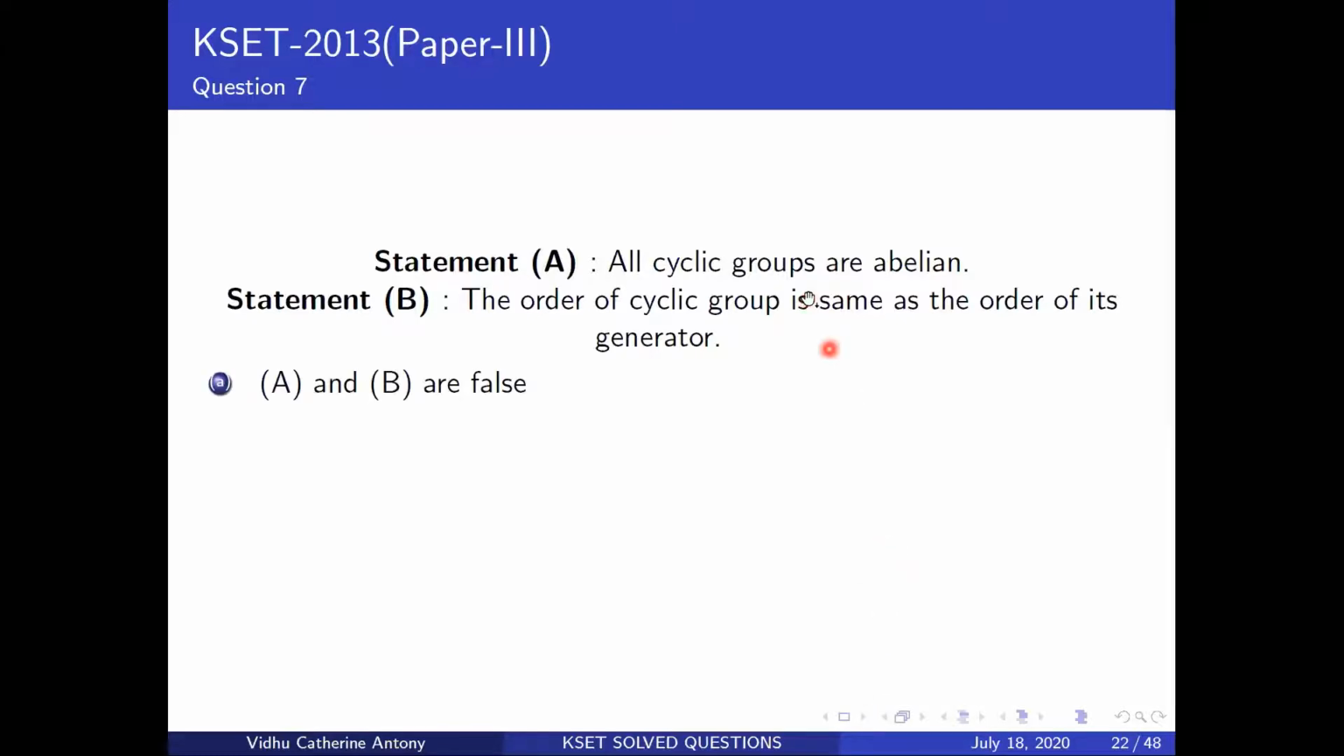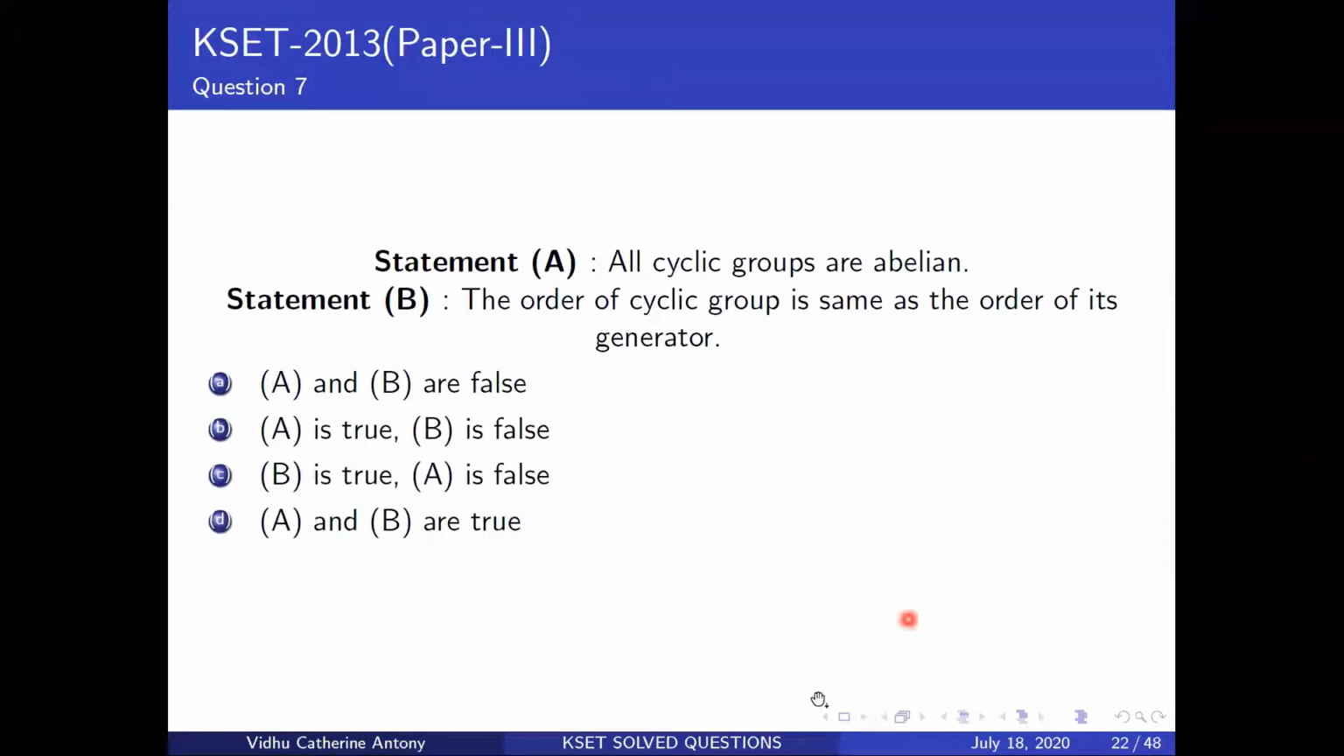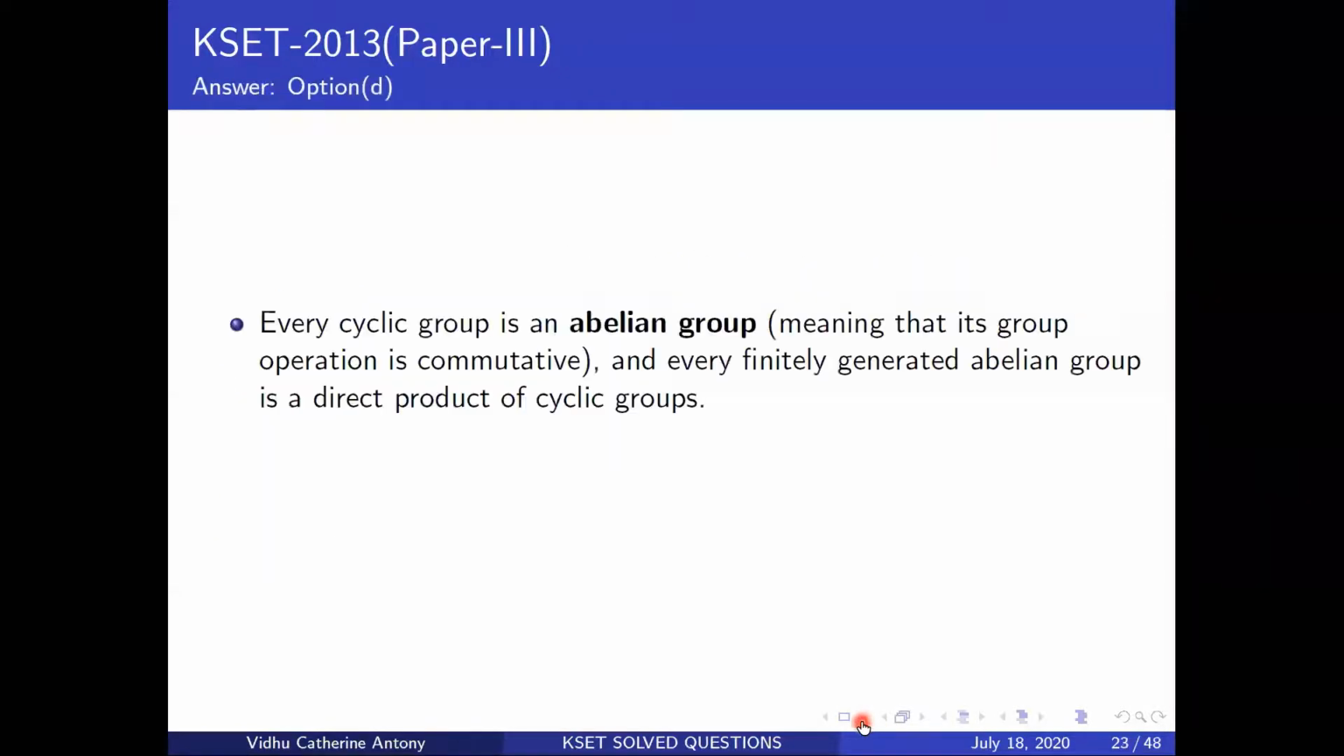So these are basically properties of cyclic groups. And I'm sure you would have proved them, but here we don't need to prove them. We just need to know the statement. So just put this in your head. All cyclic groups are abelian groups. So you'll realize that it's going to be option D. Okay. So every cyclic group is an abelian group.